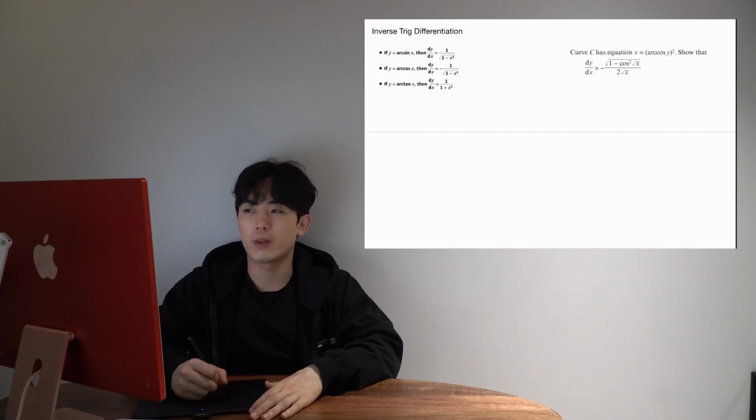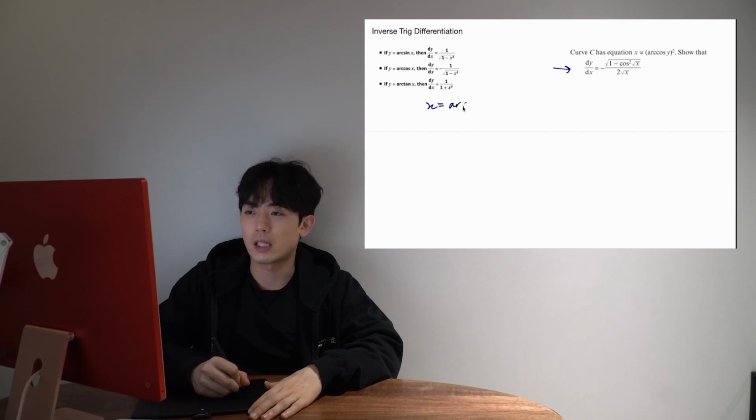This is one of the harder topics because these formulas are given in the formula book, so you can use them. However, you should also be able to derive them because they could ask you for that. So let's look at this question. Curve C has the equation x is arc cos y, all squared. Show that the derivative is this. So let's start off with x is equal to arc cos y all squared.